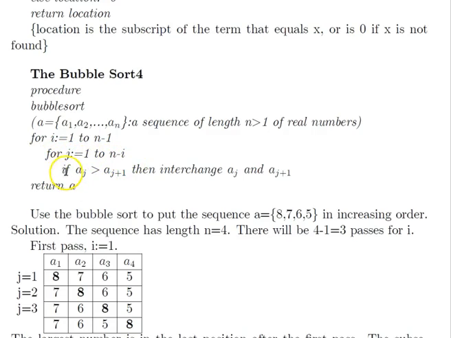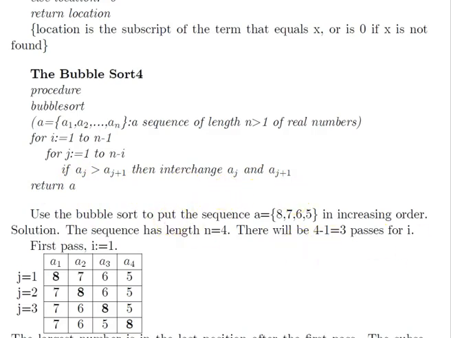the action of the inner loop is this if statement. If a sub j is bigger than a sub j plus 1, then interchange a sub j and a sub j plus 1. Return the sequence A. This is the output. In A we have the sequence sorted.